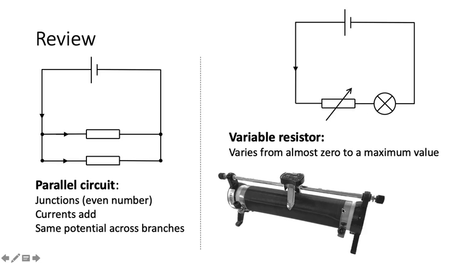And in the picture here, you have a variable resistor where the electricity comes in here, goes through the coil before exiting, and you can adjust by moving this section backwards and forwards, which changes the length of coil that the electricity has to pass through.